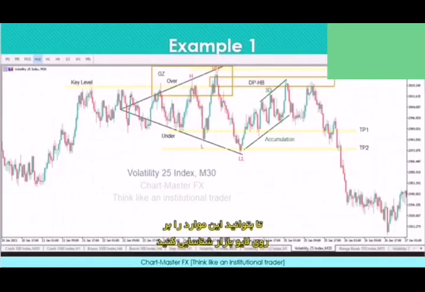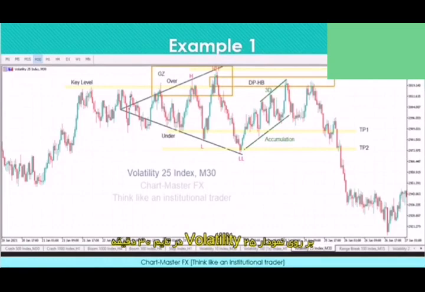So let's look at this example. We are on Volatility 25 Index on a time frame of 30 minutes. You can see, guys, that on this setup we have a key level here, of almost 1, 2, 3, 4 touches. So this is a strong key level. Once we have a key level, we know that our condition number 1 has been met.